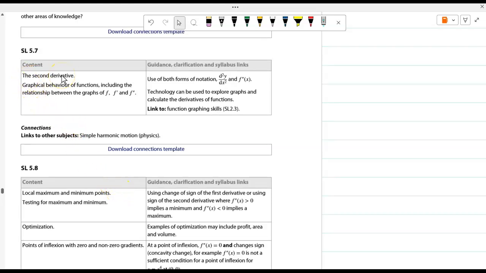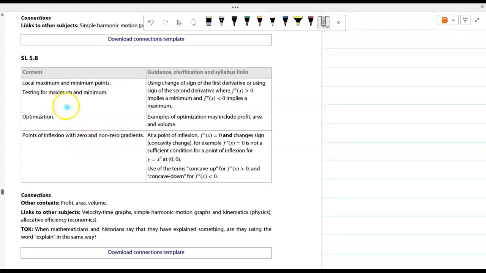Second derivative. Both notations you need to know. d square y by dx square is also the notation for the second derivative. This means second derivative. Whatever derivative you get, you differentiate that again. f double dash x is your second order derivative. Graphical behavior of functions, including the relation between f dash and f double dash x. Now, this is a bone of contention. Sometimes people don't understand this. We'll come to this, but before that, let's do this and then we'll come to that.